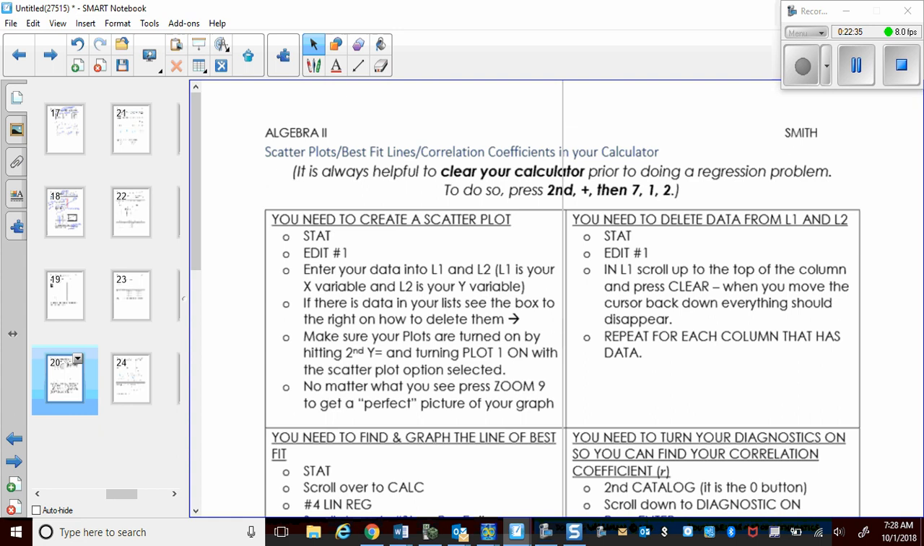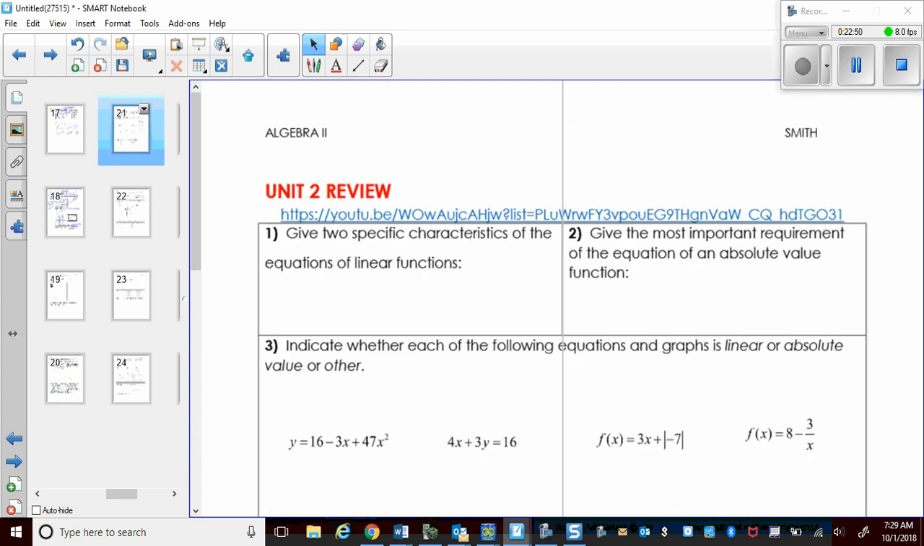The next page allows you to read the directions for how to create scatter plots, find the line of best fit, delete data, and how to turn on diagnostics so you can see your correlation coefficient, and you should be working on the review after that. So go ahead and do those last problems, and just touch base with me afterwards.